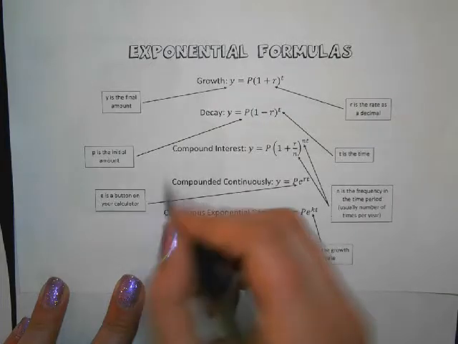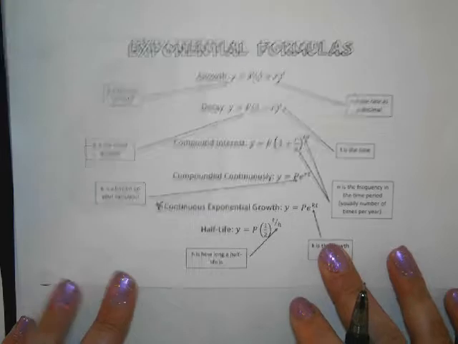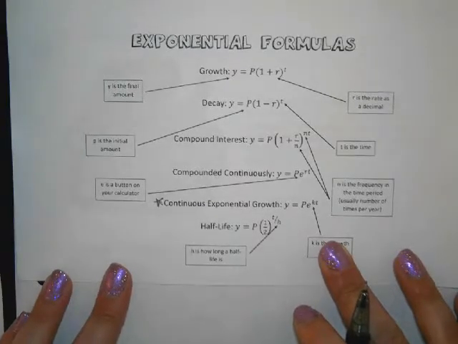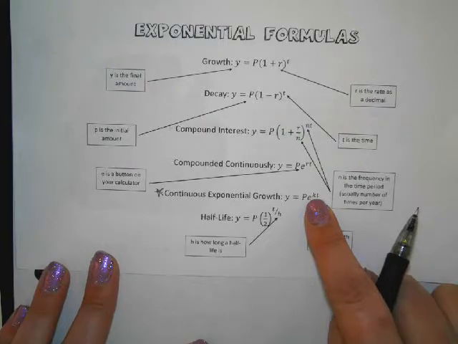Go ahead and put a star next to this one. This one's new. Continuous exponential growth. So this one, instead of having R for rate, it has K for rate.